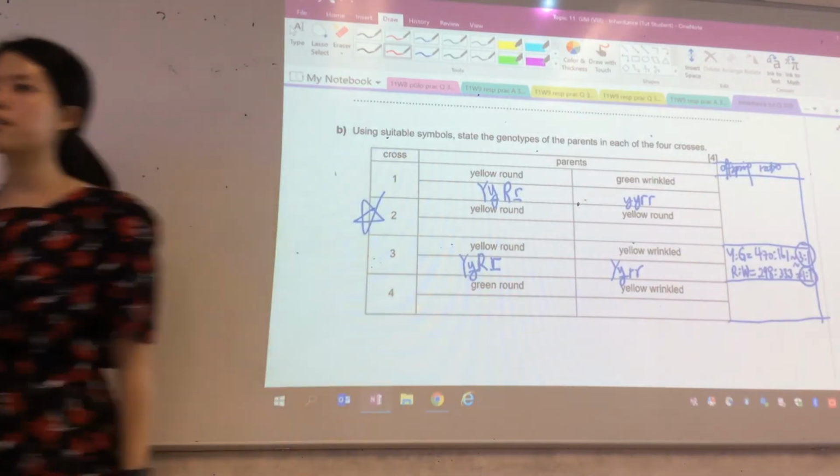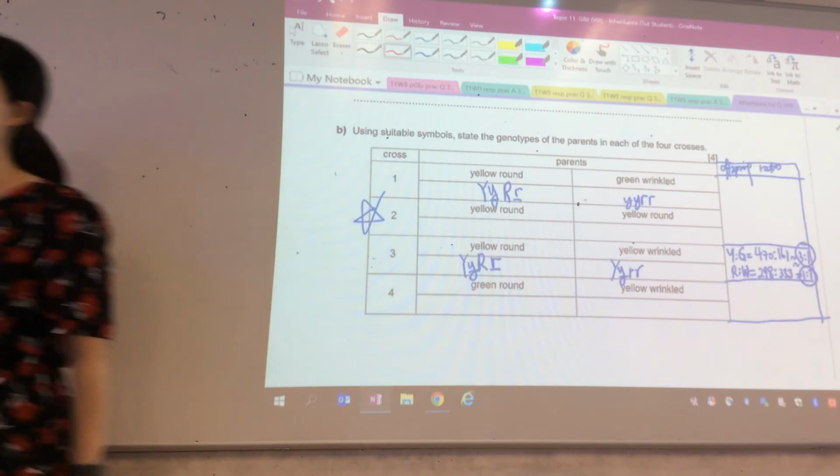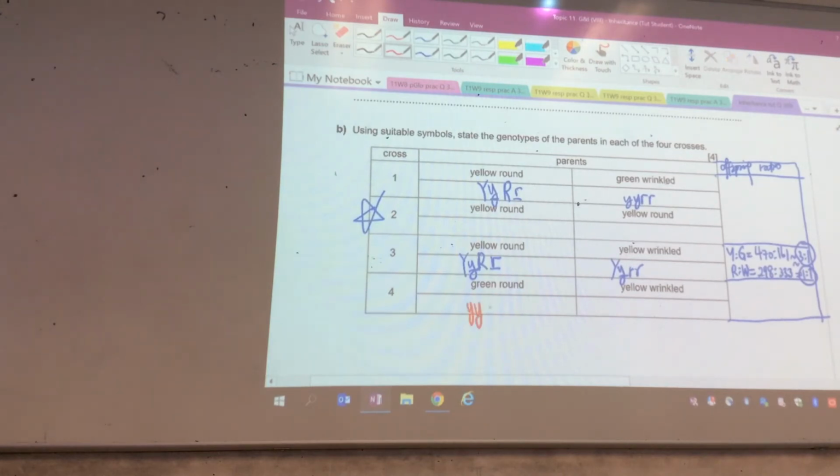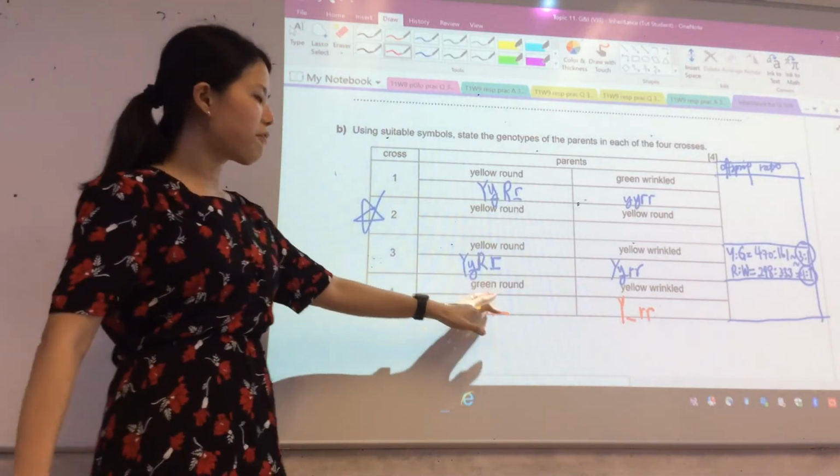Now we do cross number 4. Cross 4, it is green. So what is the genotype if it's green? Recessive. And then the round is? Both have to be dominant. Okay, wait. We don't know yet, so we just put this first. And for the yellow wrinkled, big Y, dash, and then small r, small r. So this is what we know from just looking at the parental phenotype.